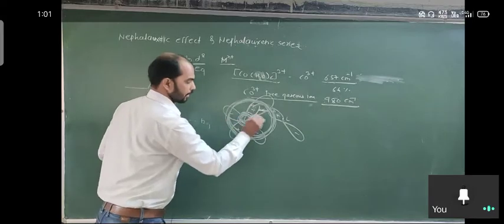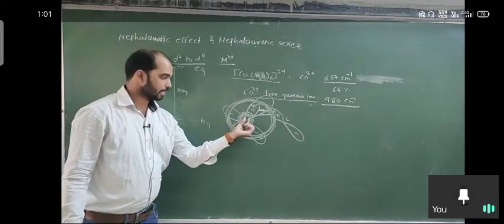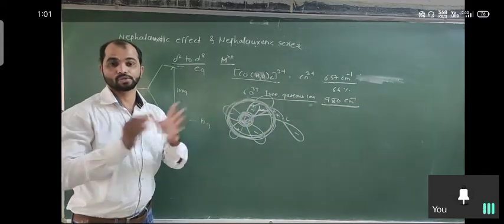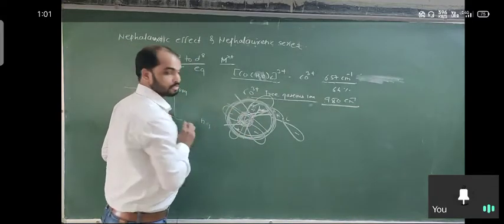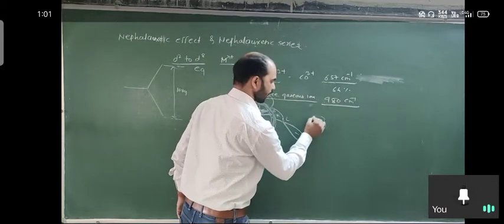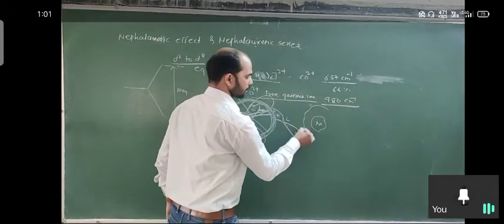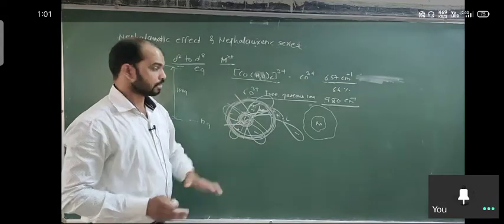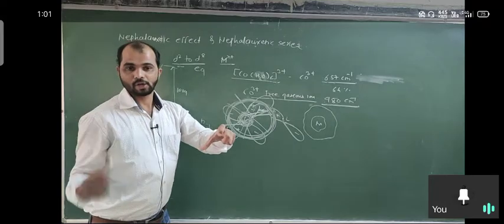So d electrons are expanded, and if d electrons are expanded, that means they are away from the metal ion. Some electrons go here, some go there, this way there is an expansion. Suppose here is a metal with this area, this is the cloud, but due to the ligand environment more cloud space is available due to the surrounding ligands. Why does this happen? Because the ligand orbitals and metal orbitals overlap.